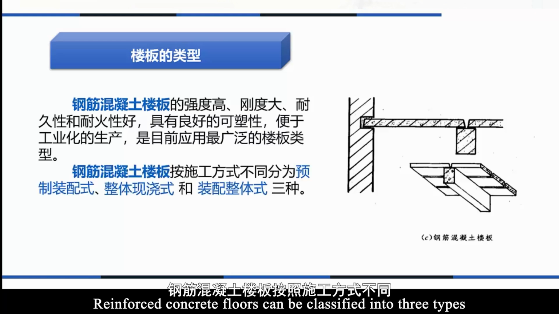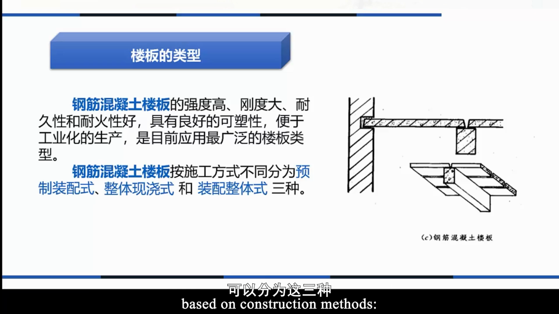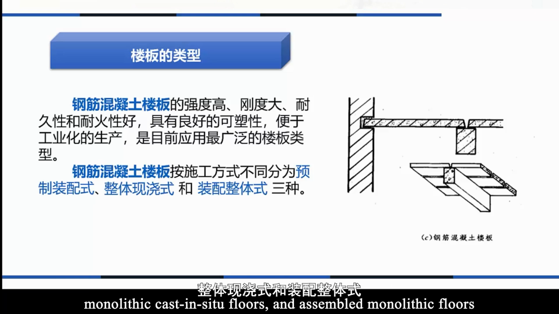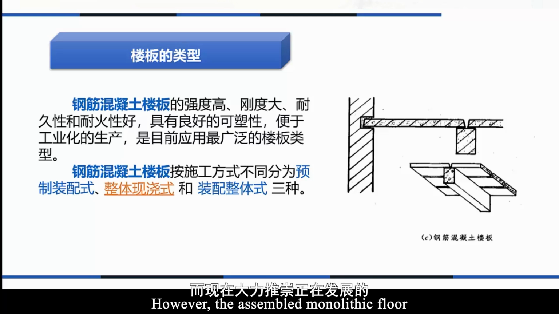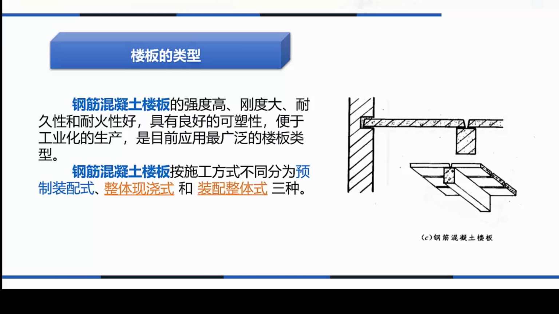Reinforced concrete floors can be classified into 3 types based on construction methods: prefabricated assembled floors, monolithic cast in situ floors, and assembled monolithic floors. Currently, the most widely used type is the monolithic cast in situ floor. However, the assembled monolithic floor is being actively promoted and developed.